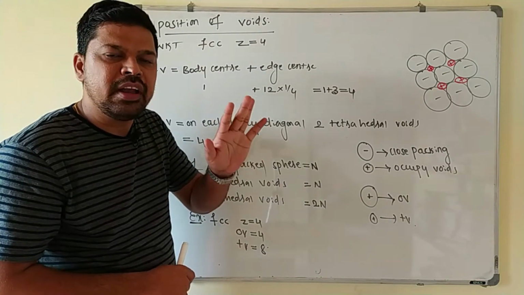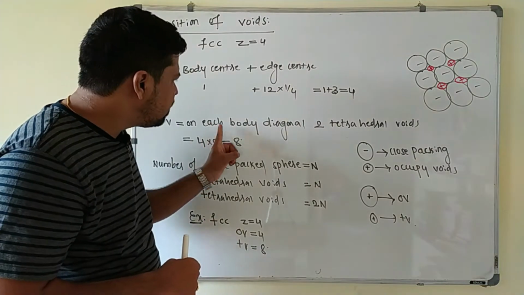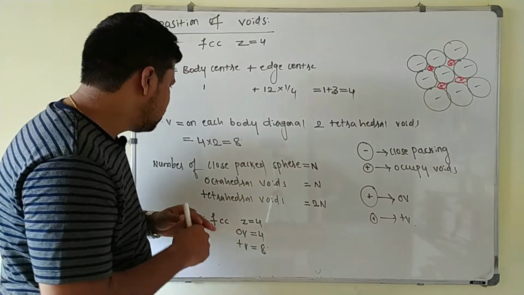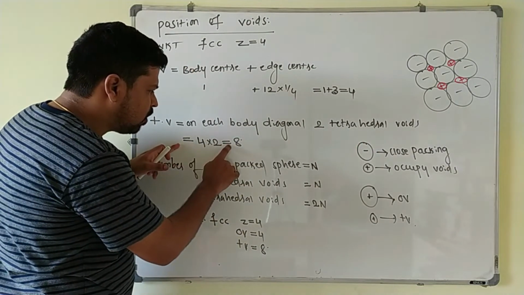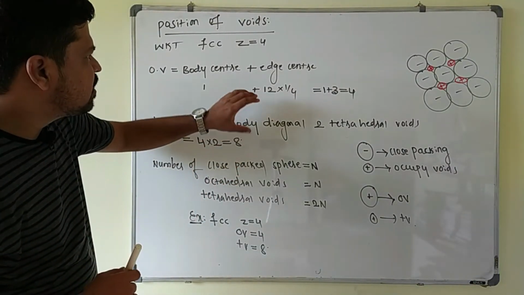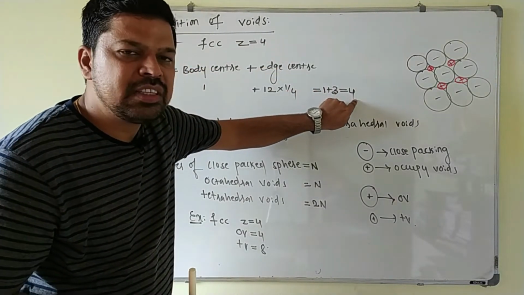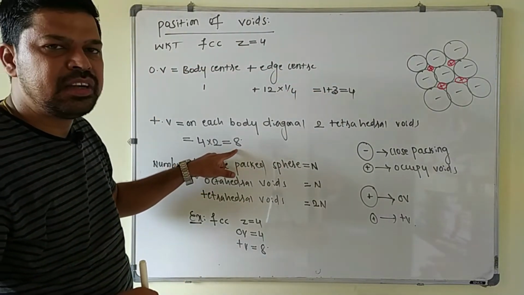Total 4 body diagonals are present in the cube. 8 corners, 4 body diagonals are present. On each body diagonal, 2 tetrahedral voids are there. So 4 body diagonals means a total of 8 tetrahedral voids will be obtained. Now from this conclusion, 4 particles are present in the FCC, 4 octahedral voids are present, and 8 tetrahedral voids are formed here.